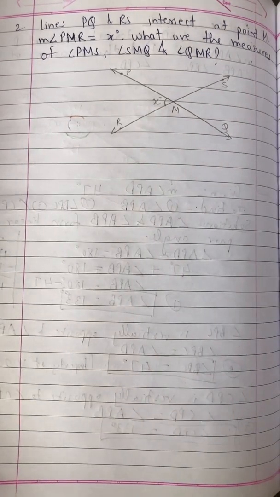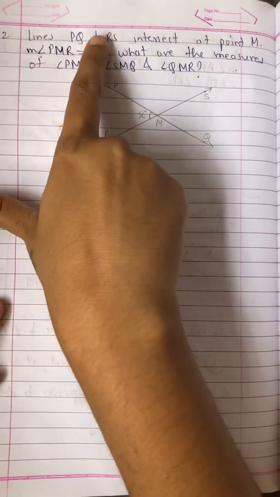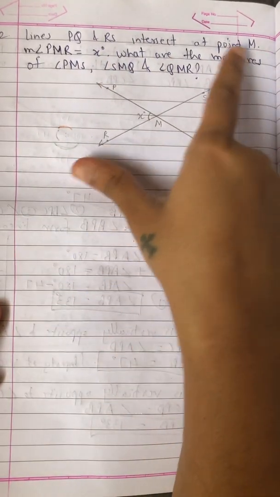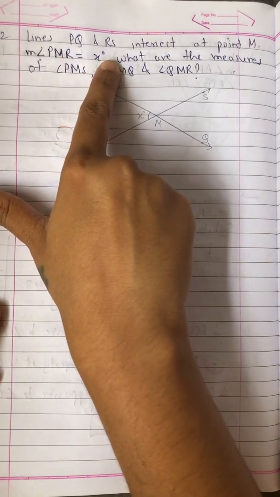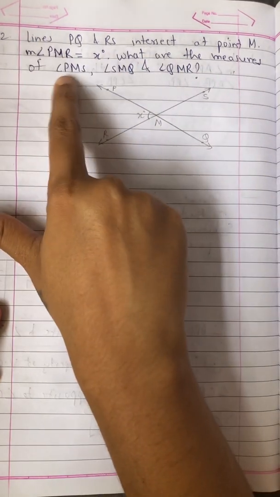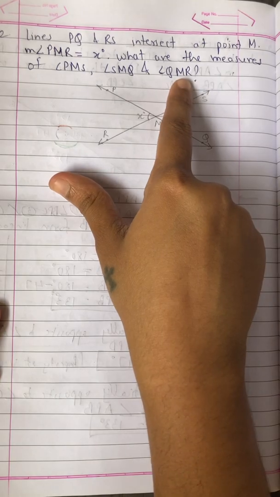So second question is, line PQ and line RS intersect at point M. Measure angle PMR is equal to x degree. What are the measures of angle PMS, angle SMQ and angle QMR?